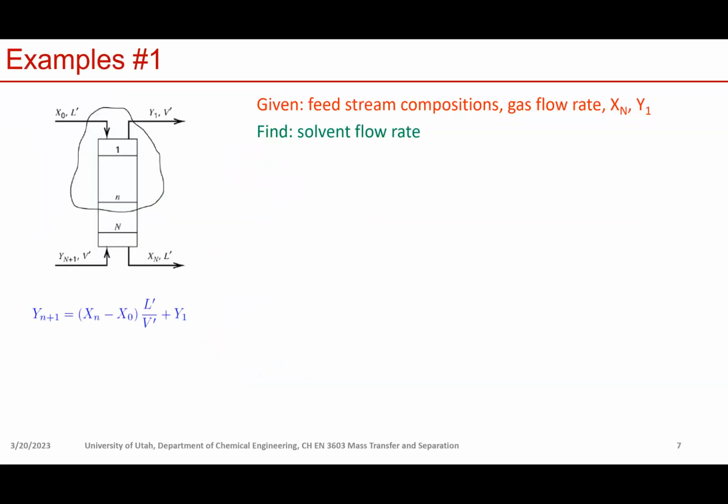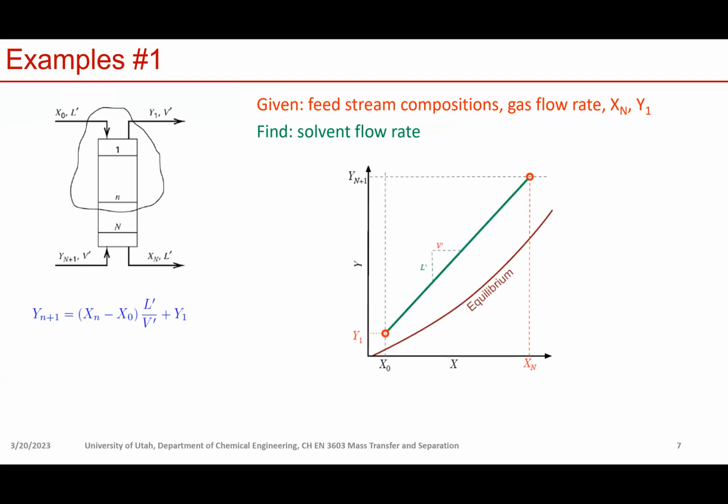So now let's look at some examples of how the operating line is helpful for us to analyze the absorption problem. This is the equation for the operating line. This is our absorption tower. Let's say we know the stream compositions. We know x0 and yn plus 1, those are the feed. We know the gas flow rate V prime. We know xn and y1. Let's find out the solvent flow rate, L prime. How do we do that?